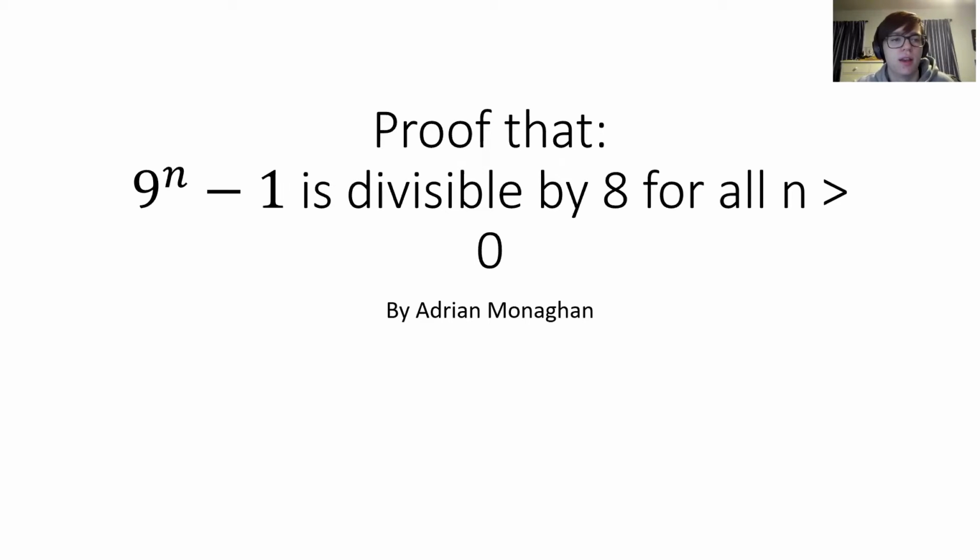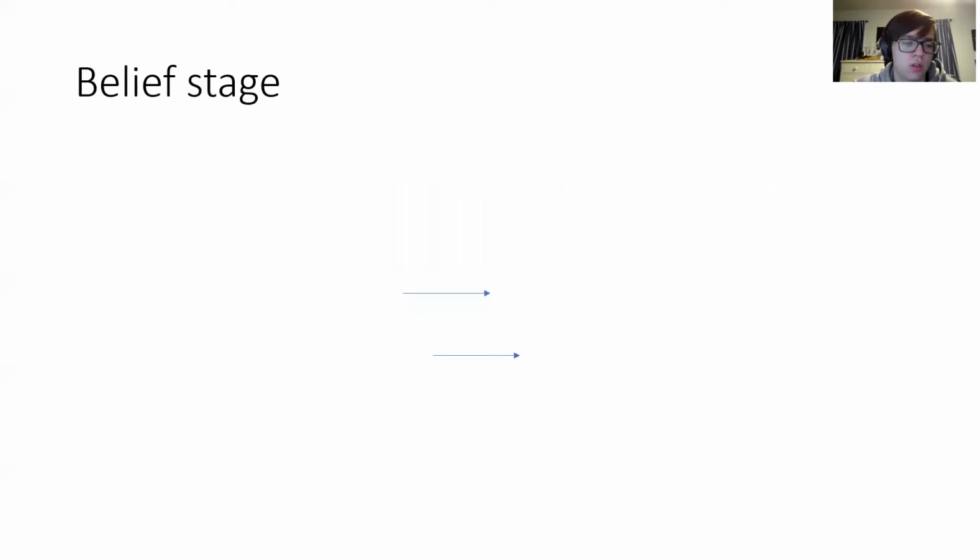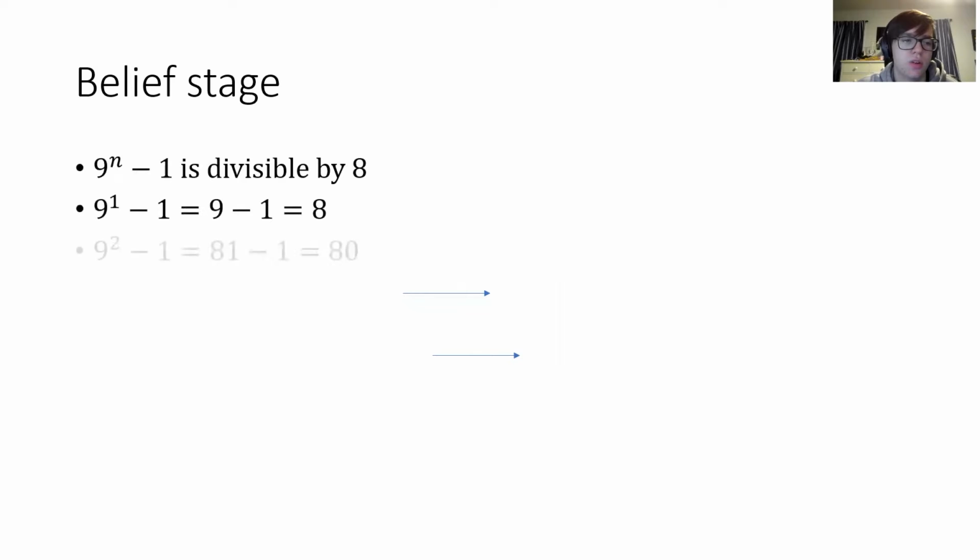Today I'm going to prove that 9 to the n minus 1 is divisible by 8 for all numbers n greater than 0. So we will start off with the belief stage, just going through.